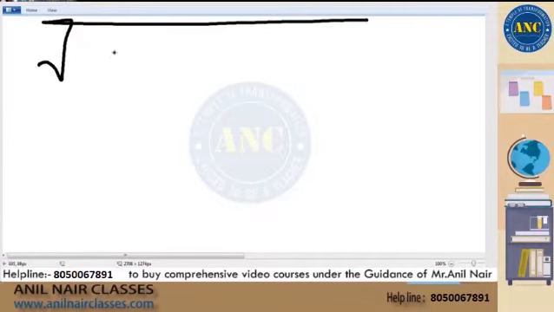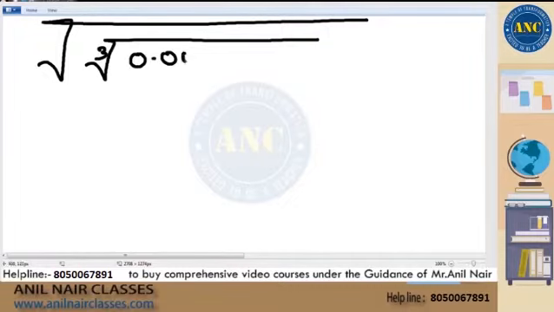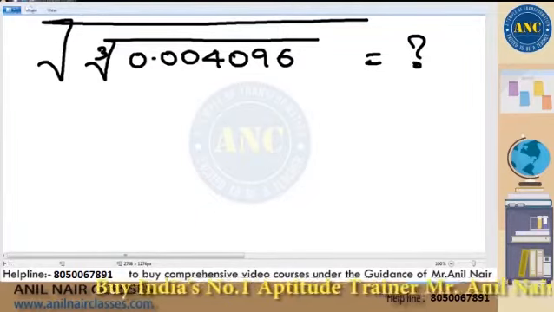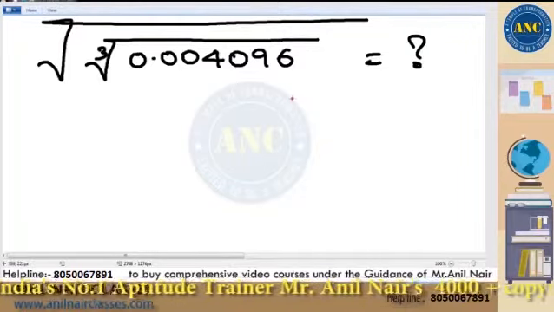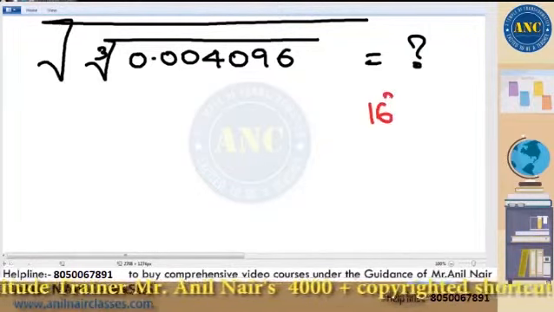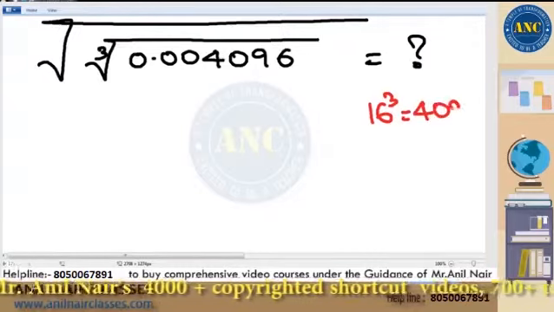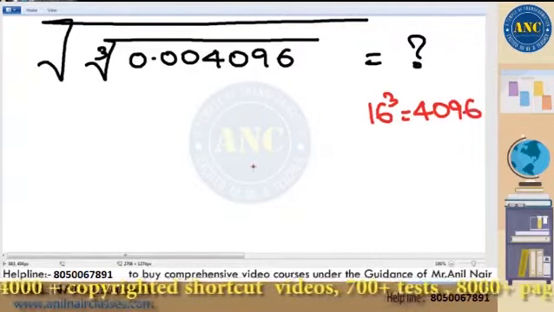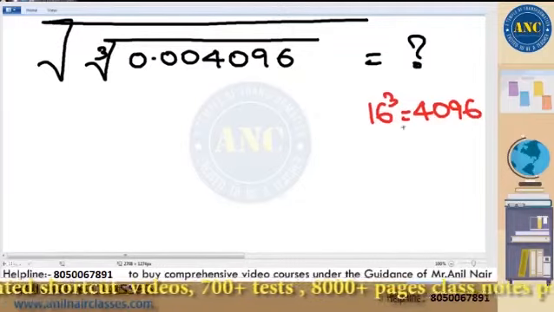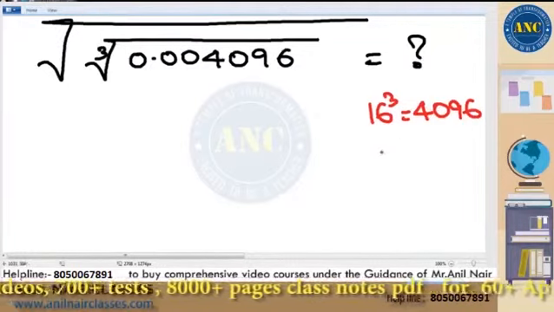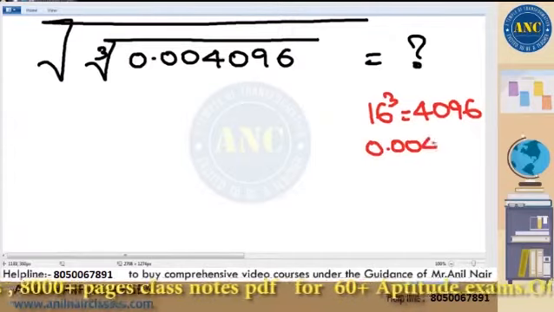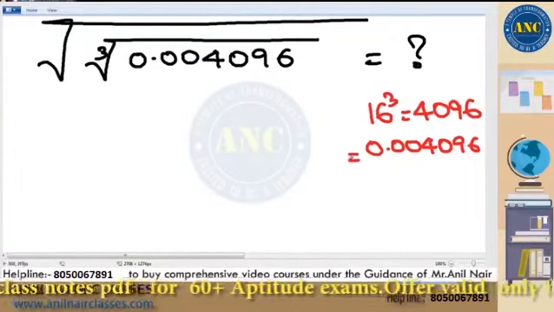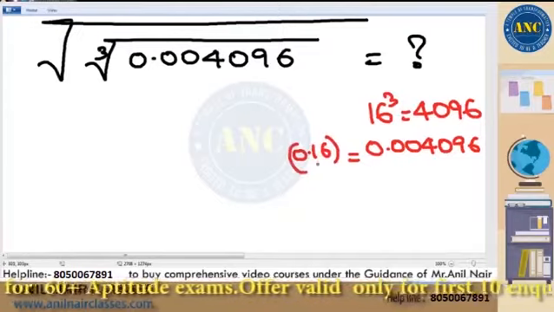Square root of cube root of 0.004096. Now, can I say that 16 cube is nothing but 4096, right? 16 cube is nothing but 4096. Now, because 16 cube is 4096, 0.004096 is nothing but 0.16 cube. These both are absolutely the same.